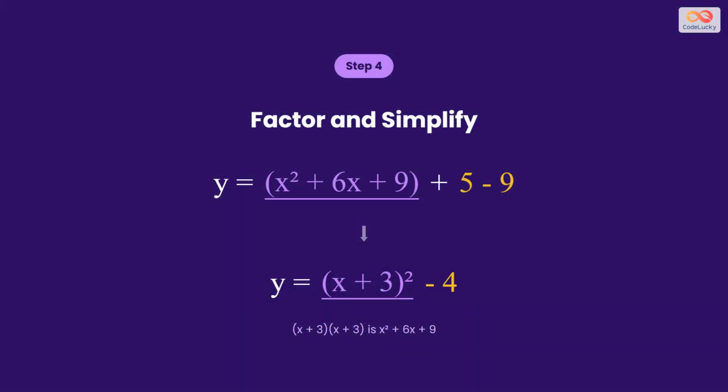Now we simplify. The expression inside the parentheses, x squared plus 6x plus 9, is a perfect square trinomial. It factors neatly into x plus 3 squared. Outside the parentheses, we simply combine 5 and negative 9 to get negative 4.